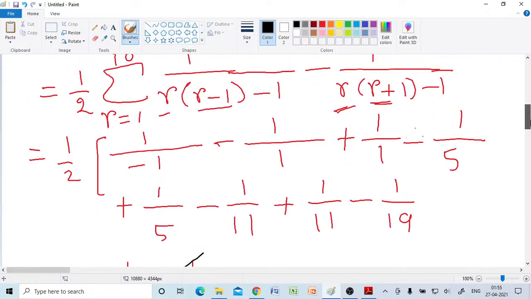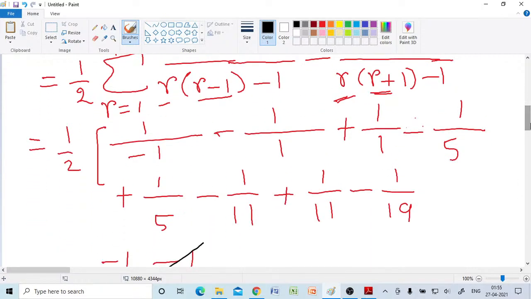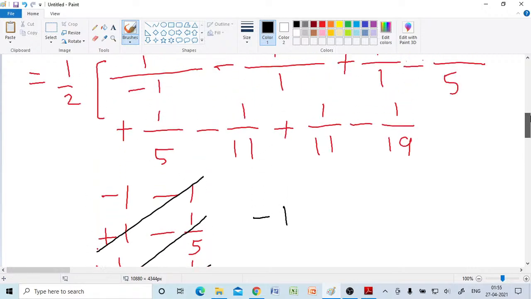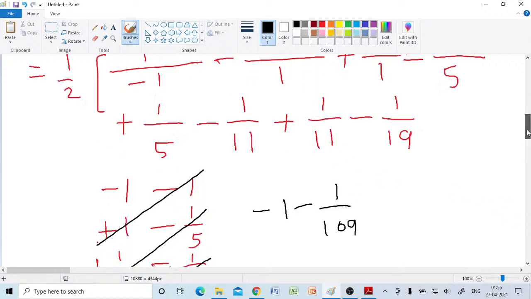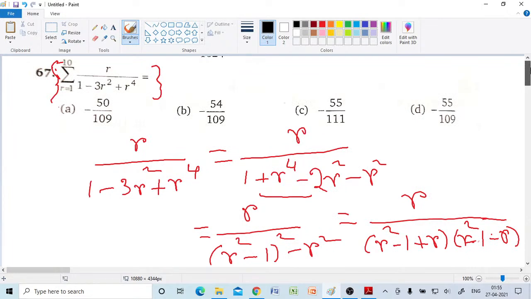Obviously, when we plug in r equals 10 over here, we get the last term. So if we plug r equals 10, then we will have 110 minus 1, because r is 10 and r plus 1 is 11, so it's 110 minus 1, that is 109. And obviously this will be minus. So do we have a minus thing? I don't think so. Yeah, we have minus.